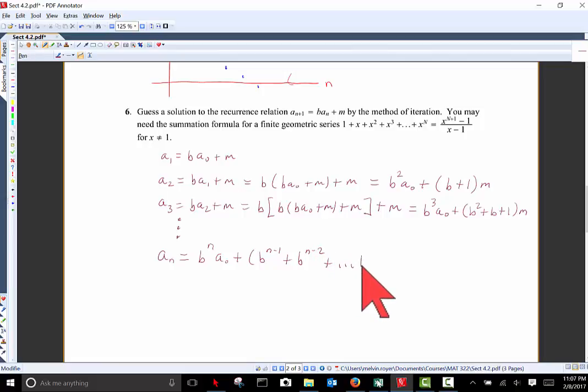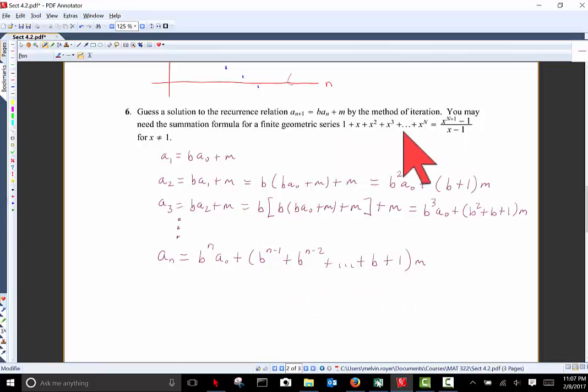Plus dot dot dot. I can't write all of those terms. B to the first plus 1, and that's times m. Now notice that this is a solution in terms of n, but it's still a little clumsy because I still have to add all of these terms together. Here's a summation formula for a geometric series, and we'll use it.